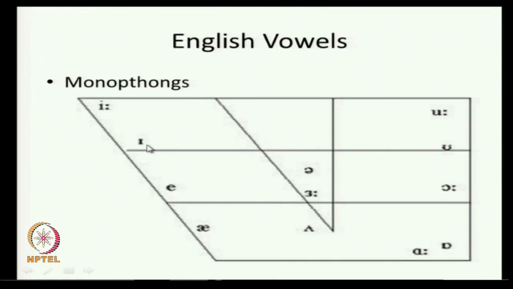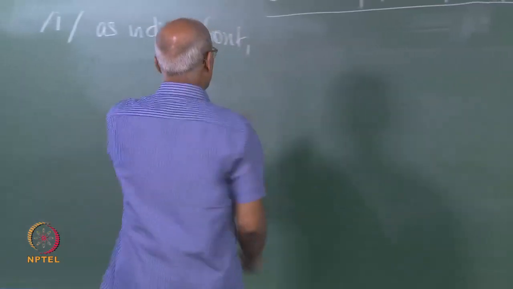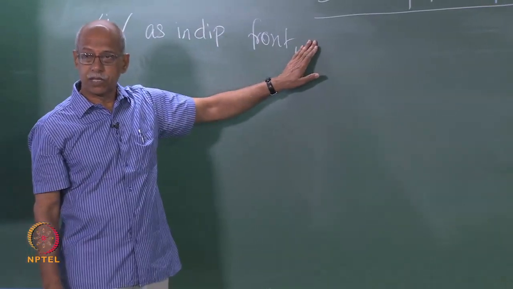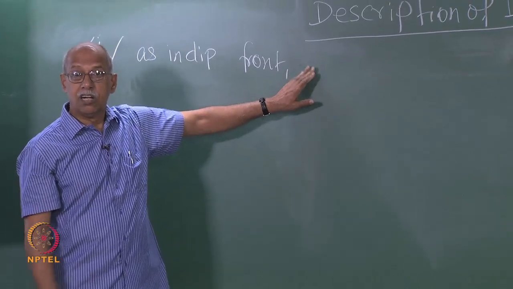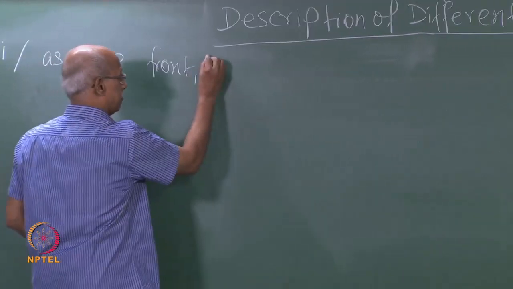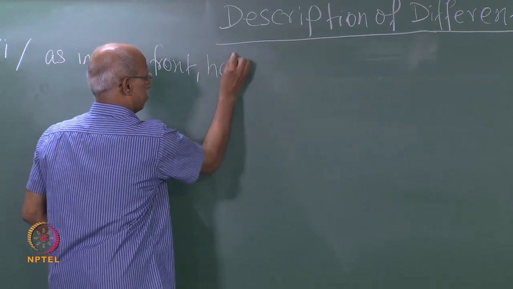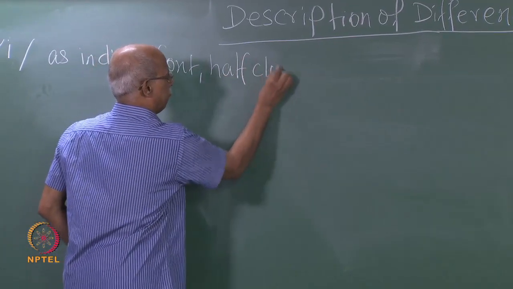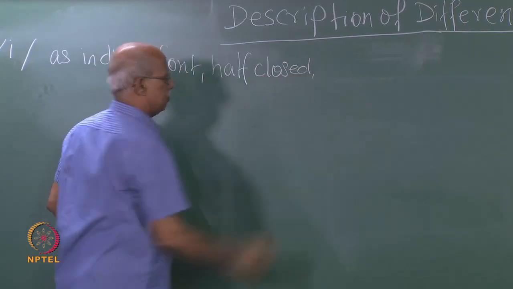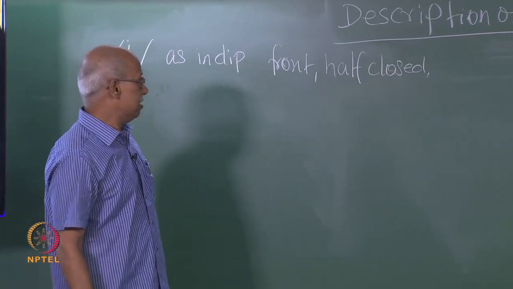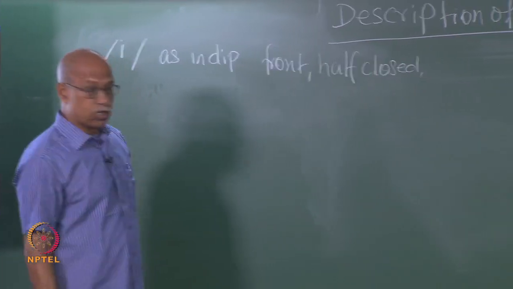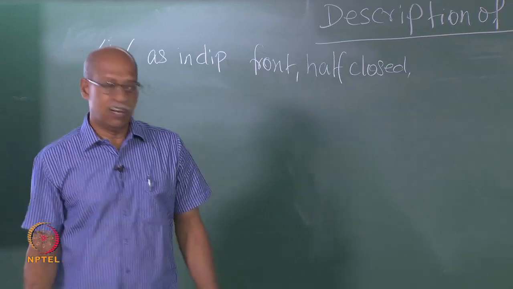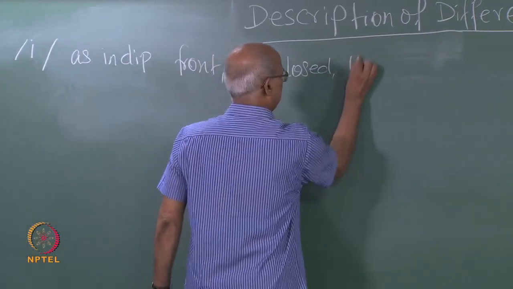So now come back to it. E, how close it is, of course, front. Is it close or open? Close. How close? Half close, please write. Half close. Okay? And then rounded or unrounded? Unrounded. Lovely.